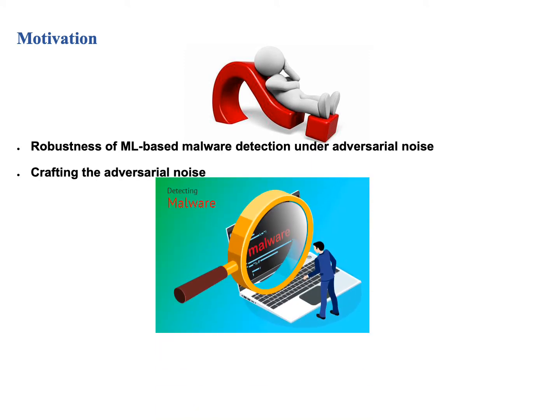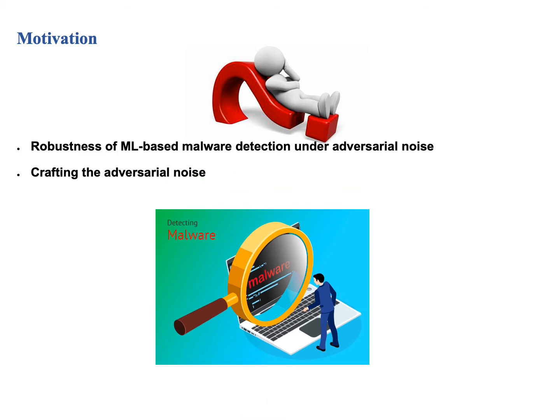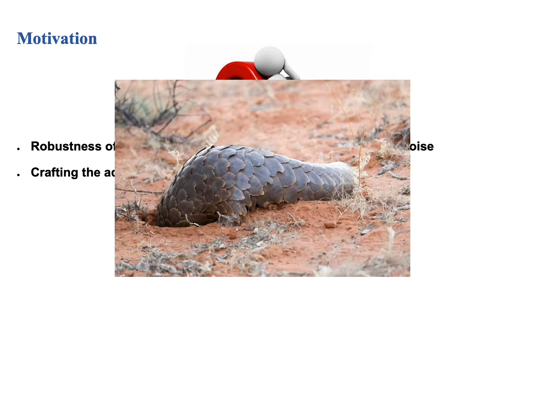Okay, until now there are some questions I have asked myself. How about machine learning based malware detection and adversarial machine learning? How about the robustness? This is our first question. The other one is how can we craft this type of adversarial noise? Okay, this is the reason why we have the Manis system here.